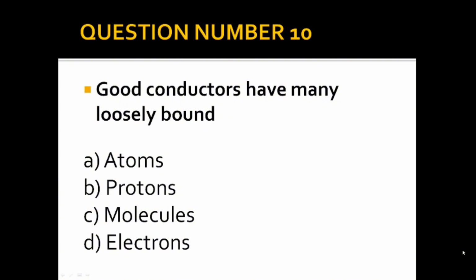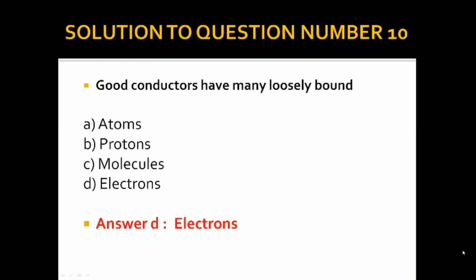Question number 10. Good conductors have many loosely bound dash. When you say a material is a good conductor, what does that mean? Does it mean that the atoms are loose, or the protons are loose, or the molecules are loose, or the electrons are loose? That is what is asked here. But remember, we'll say that conductors have free electrons. That means the electrons are loosely bound. So the answer is D.